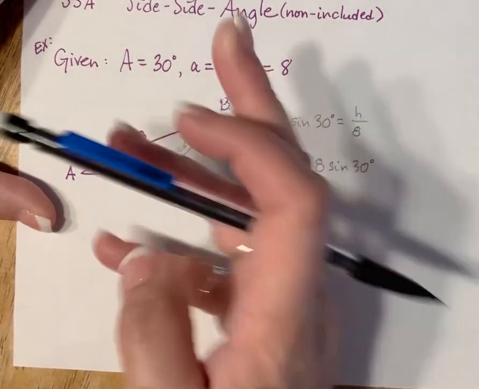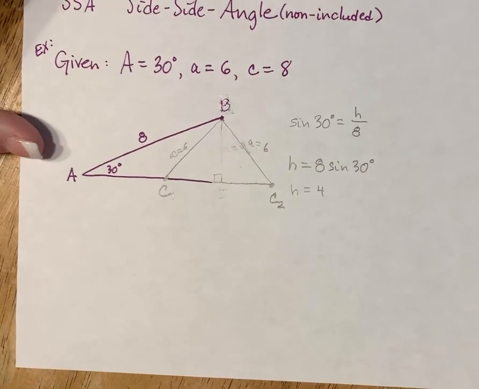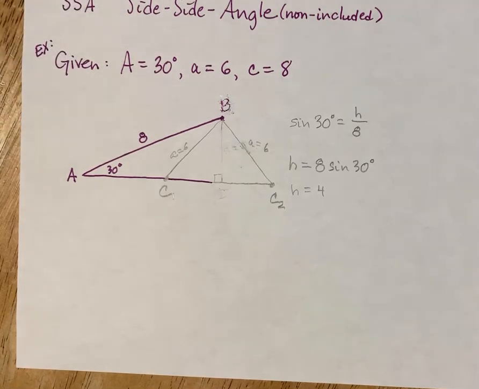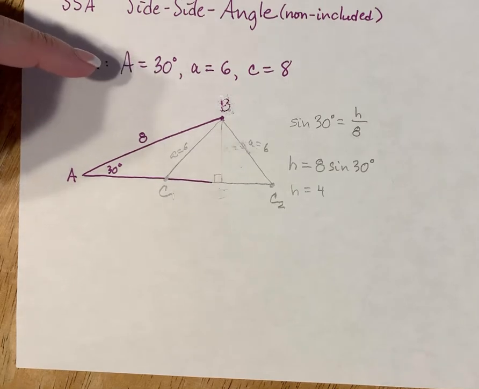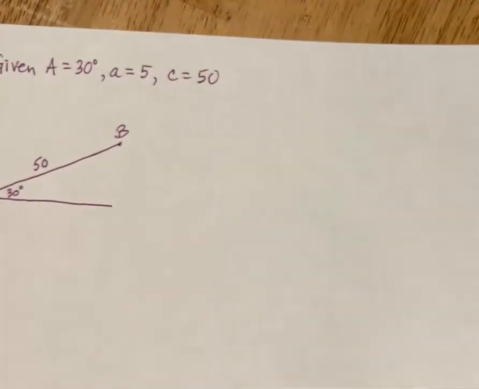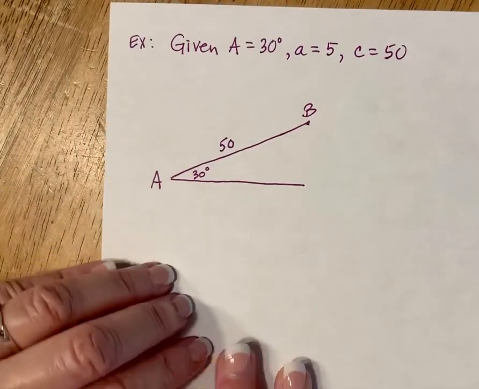But there are 2 triangles, ABC, that are possible with the given information because side-side-angle is not a congruence postulate. So it doesn't guarantee that all triangles with this given information are congruent to each other. All right, now here's another possibility to just look at kind of intuitively.